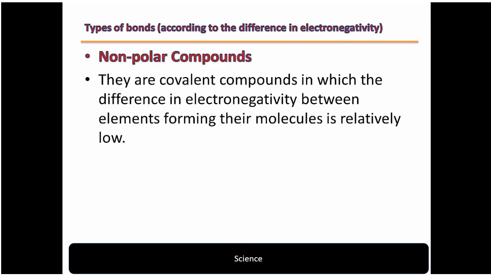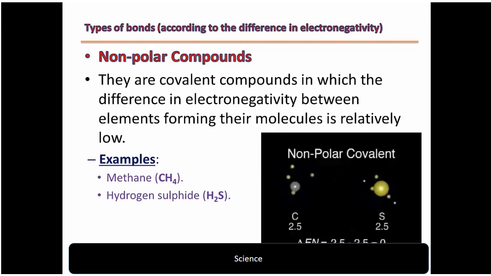Nonpolar compounds. They are covalent compounds in which the difference in electronegativity between elements forming their molecules is relatively low. Examples: methane, CH4, and hydrogen sulfide, H2S. We will see that in these two cases the difference between carbon and hydrogen is 0.4, and between hydrogen and sulfur is 0.4, which is relatively low, so they are nonpolar compounds.